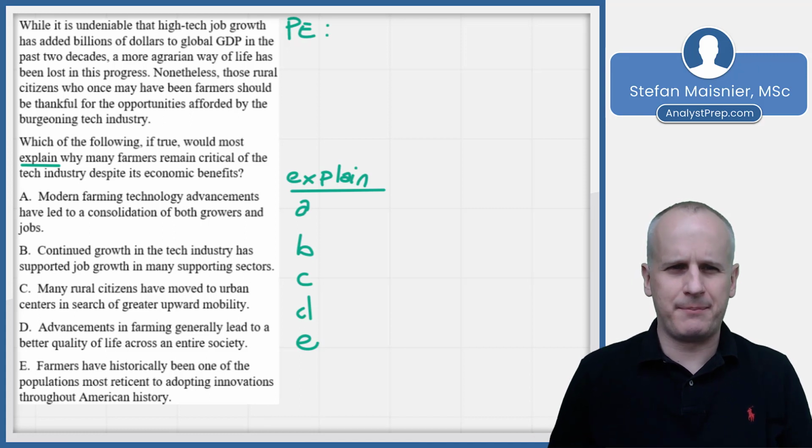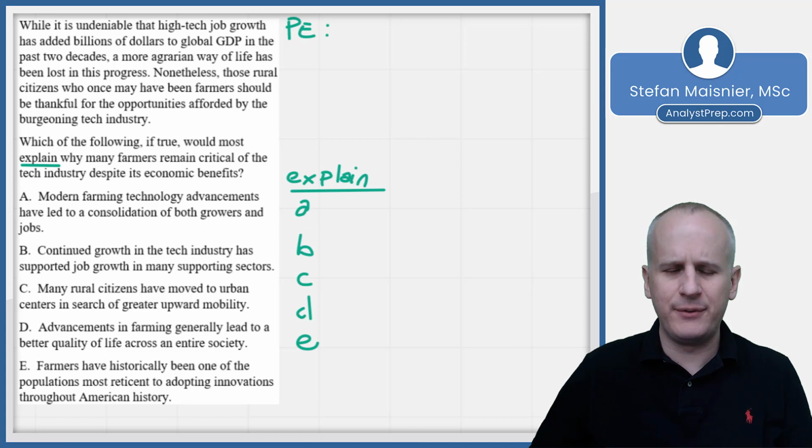So reading from the top, while it is undeniable that high-tech job growth has added billions of dollars to global GDP in the past 2 decades, a more agrarian way of life has been lost in this progress. Nonetheless, those rural citizens who once may have been farmers should be thankful for the opportunities afforded by the burgeoning tech industry. So here we have a conclusion, an outcome that the task of the question actually goes against. And this can happen as well with your explanation task. They'll basically ask you to explain why something else isn't really that good.